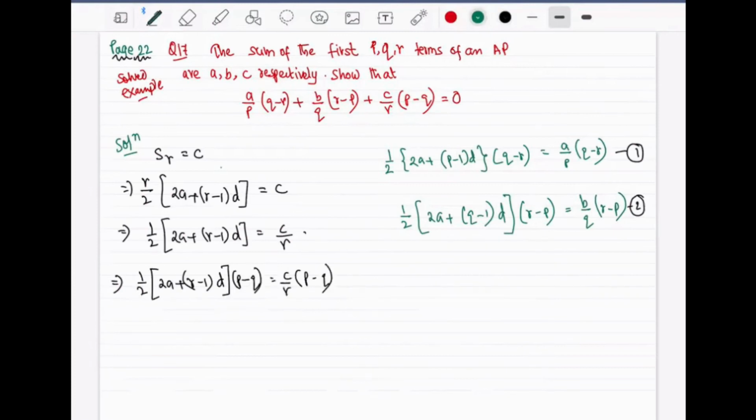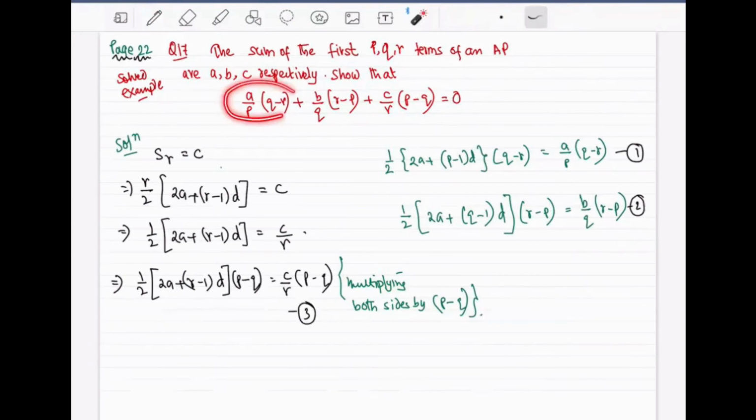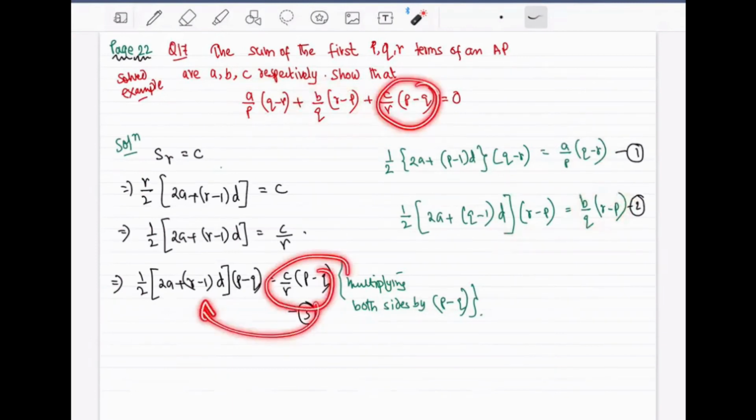Okay, so in this step we have multiplying both sides by equation by p minus q. Okay, so let me put this as equation number 3. Okay, look, we have obtained this part here, right here. What about this part? We have obtained it right here.